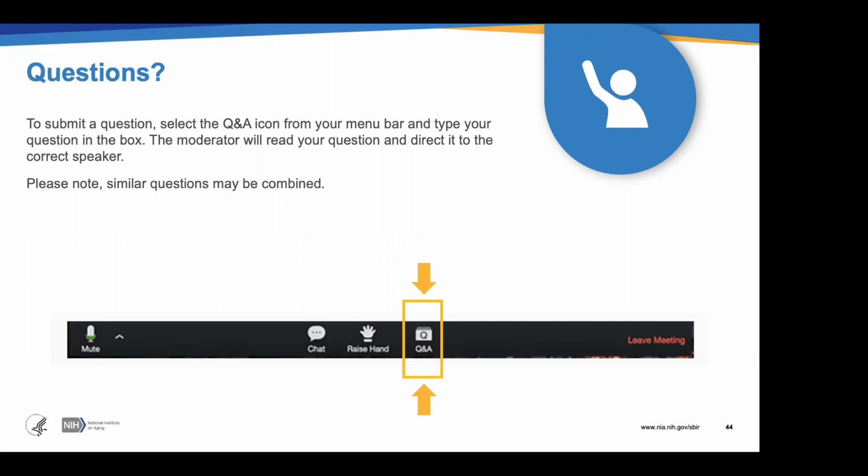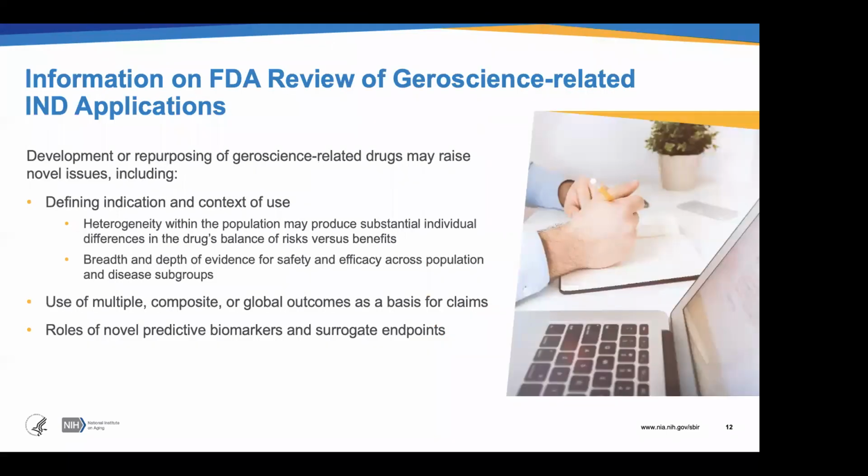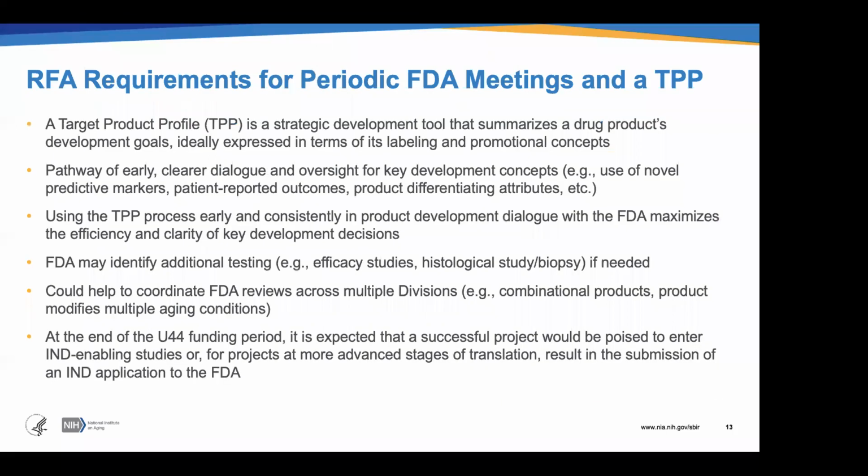So this is Chhanda. As I mentioned during the webinar, the NIA leadership had initiated interactions with the FDA several years ago to talk about the kinds of regulatory issues that you can imagine. And so we feel that at some point in the future, there will be regulatory guidance from the FDA concerning geroscience-based drugs.